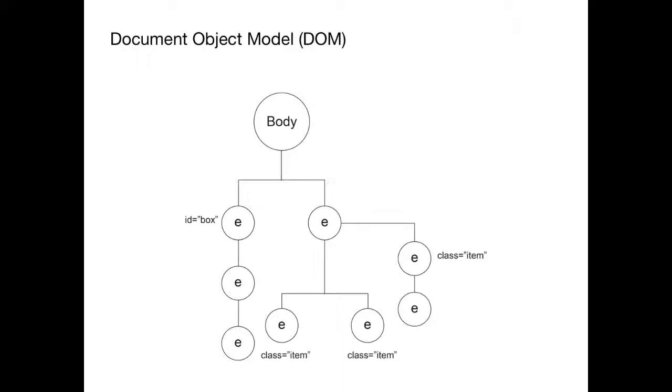If that image has an ID box, what happens is that the browser throws the fishing line into the DOM and looks for the element whose ID is box. If it goes to the right side, it's going to find elements whose class is item. If it goes to the left side, it's going to find that element whose ID is box. It grabs the element and makes the changes to it.